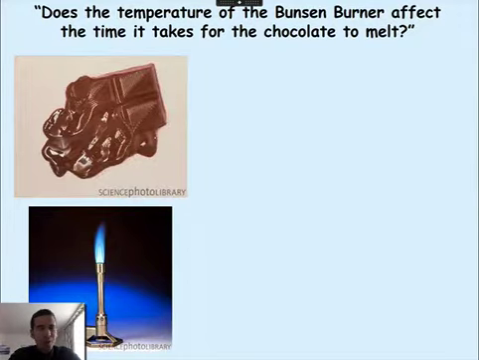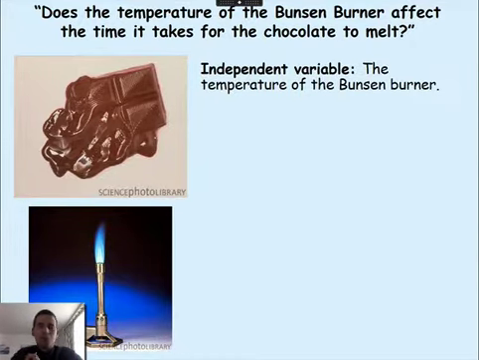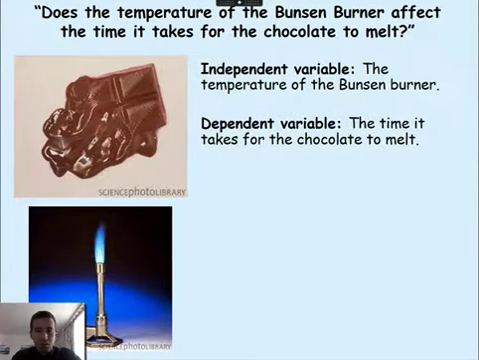So first, let's think about what are our independent and dependent variables. Now, a trick for when you're thinking about this is that a good scientific hypothesis will include those two variables. Okay, so our hypothesis, or the question we're trying to answer, does the temperature of the Bunsen burner affect the time it takes for chocolate to melt? Our two variables, independent and dependent, should be in this sentence. Now, if you think about it, the thing we are choosing or changing is going to be the temperature of the Bunsen burner. The thing we're going to measure is going to be the time it takes for the chocolate to melt.